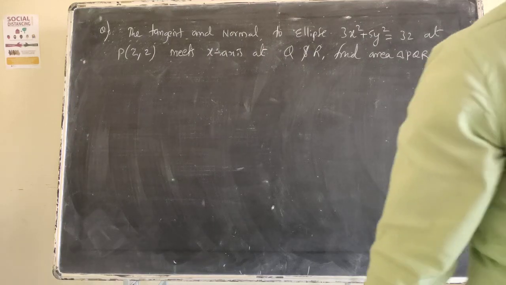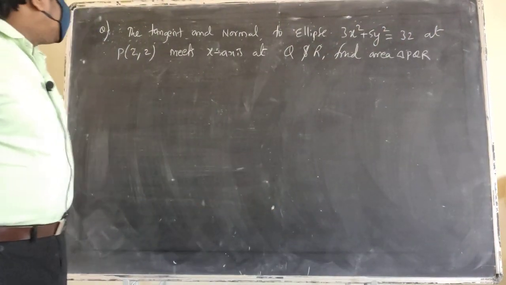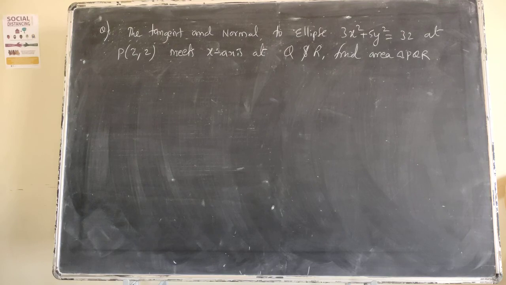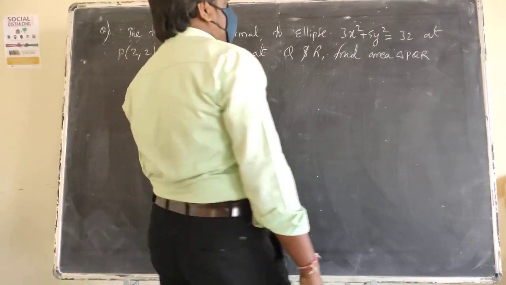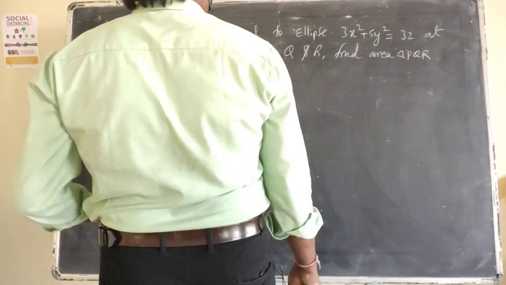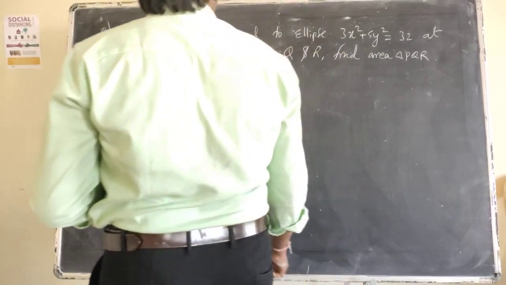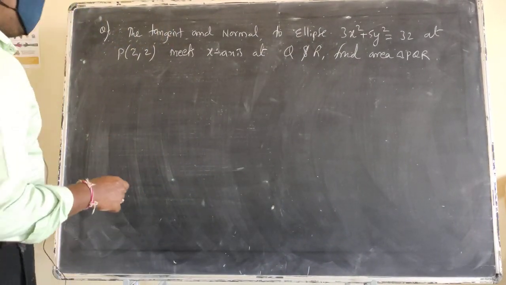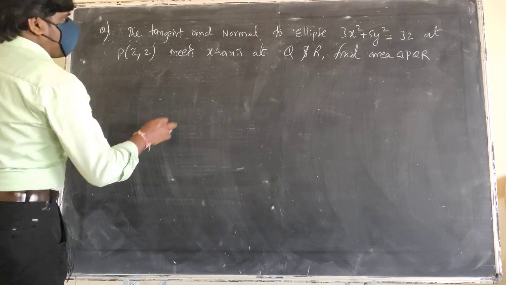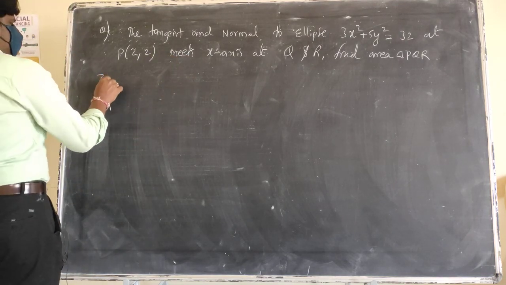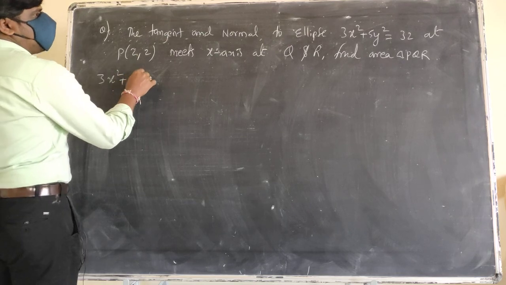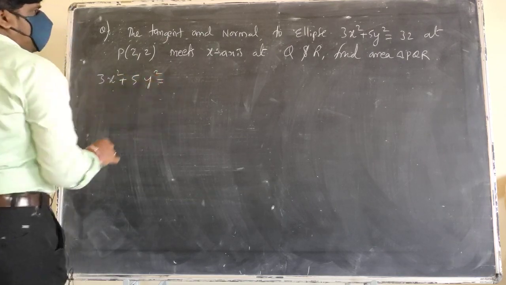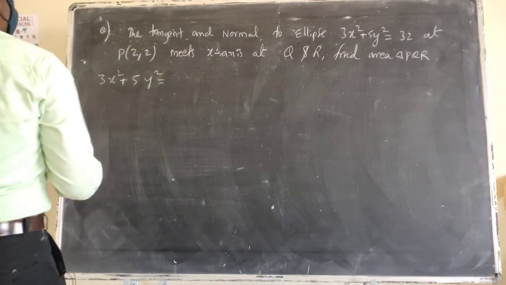Let's go to the next question here. The tangent and normal to the ellipse 3x² + 5y² = 32 at the point P(2, 2) meet the x-axis at Q and R. Find the area of the triangle PQR. What is it saying here? One ellipse is there, that is 3x² + 5y² = 32.